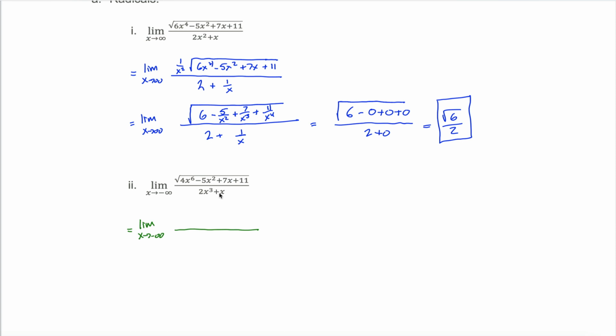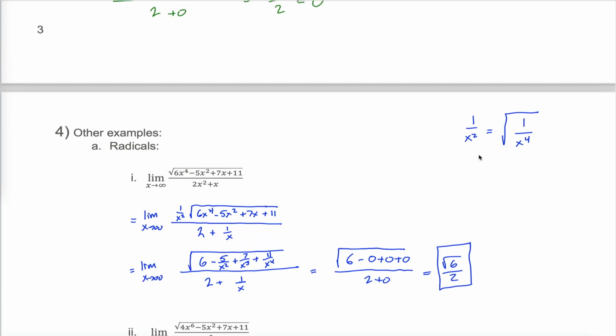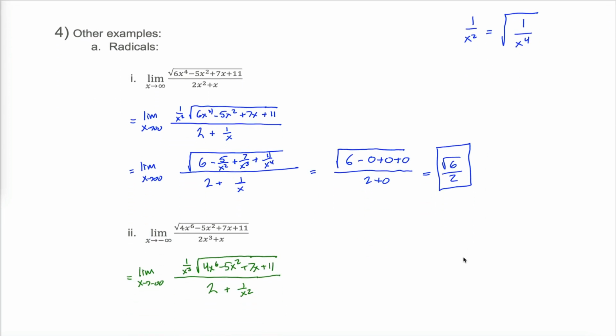So I want to divide everything in the bottom by x cubed, and I want to divide everything up top by x cubed. So up top, I got 1 over x cubed times the square root of 4x to the 6th minus 5x squared plus 7x plus 11. And down in the bottom, I got 2x cubed divided by x cubed, plus 1 over x squared, x divided by x cubed. Earlier, I said that 1 over x squared is the exact same as the square root of 1 over x to the fourth.